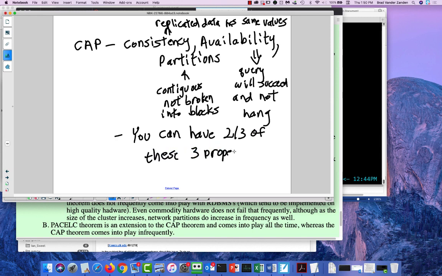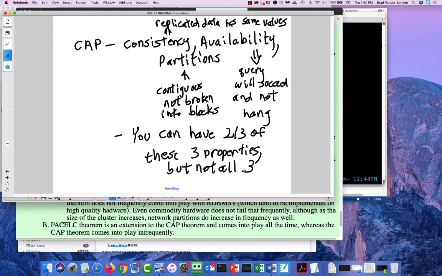But not both. But not all 3. Say, no free lunch. You can't have all 3. Normally, the network is not partitioned for relational database management systems. Okay? So normally they get partitioned, so they just have to trade off between consistency and availability.